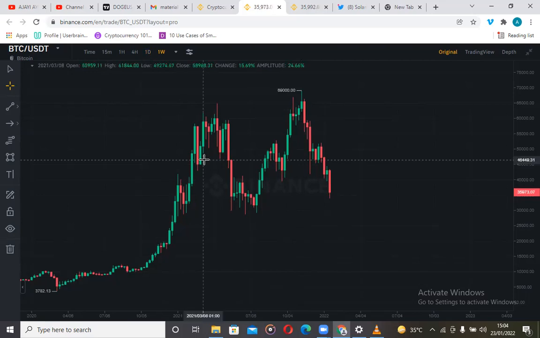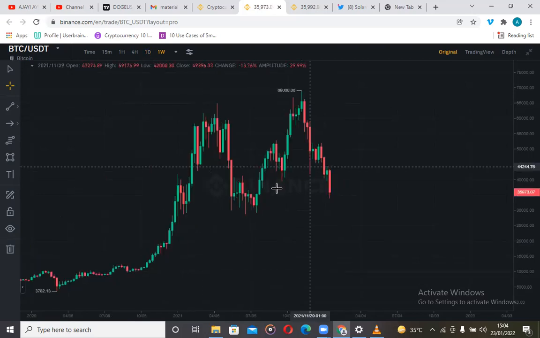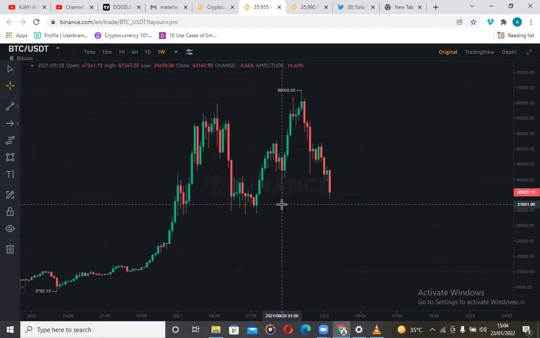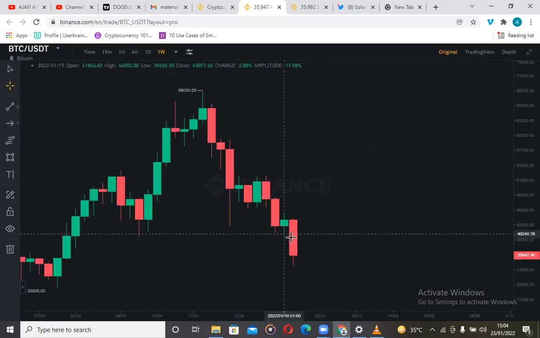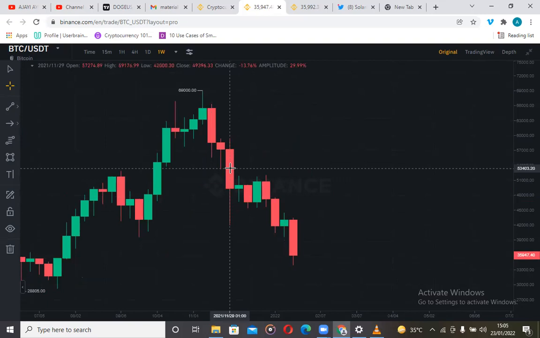Now, before I continue, know one thing. We have several types of candlesticks based on the time frame. You can see this, see where my mouse is. This is 1W, right? It means 1 week. That means each candlestick you are seeing forms for 1 week. Now if you check the time at the base, you'll see 2021, 11, 29, 01, right?